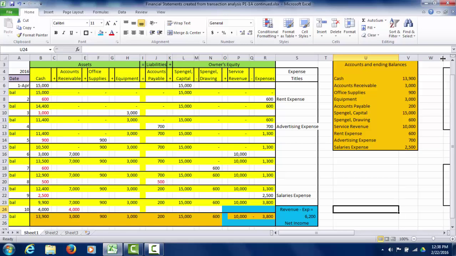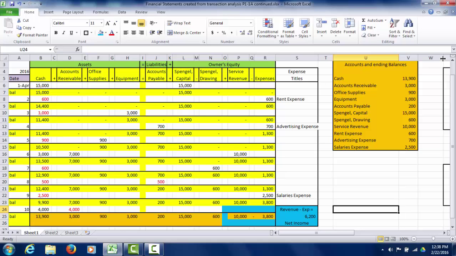So a great example is look at the expenses. Notice how the expenses went from 600, they then went up to 1,300, they went up to 2,500, went up to 3,800. So you can see that the expenses just continue to climb. If I had had multiple revenue transactions, multiple drawing transactions, and multiple capital transactions, you would have seen the exact same effect. Those four columns just get larger and larger as they go down the page. Whereas the assets can go up, they can go down, and the liabilities too can go up and they can go down.